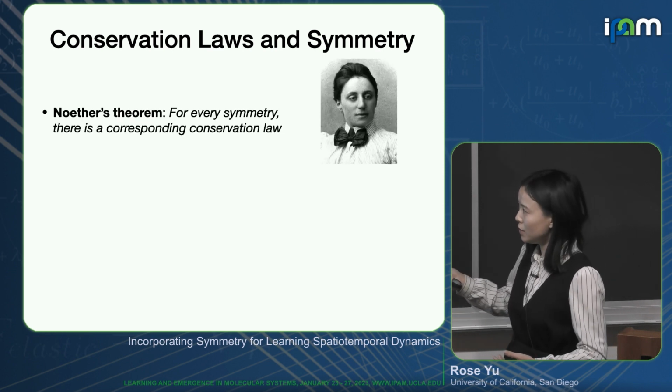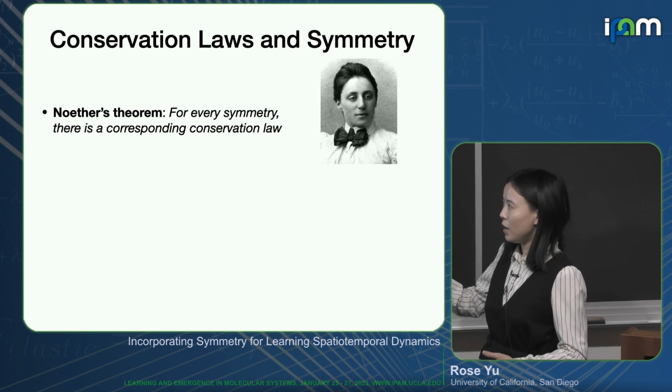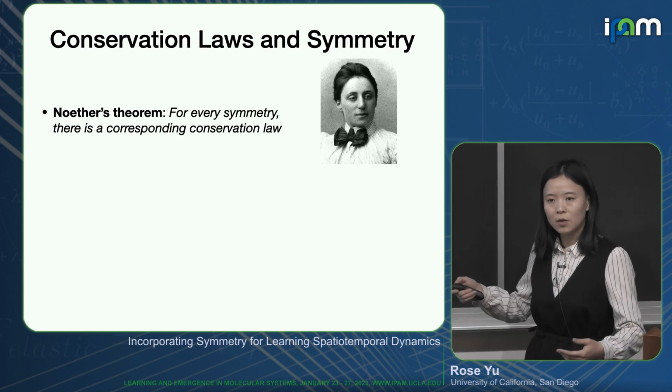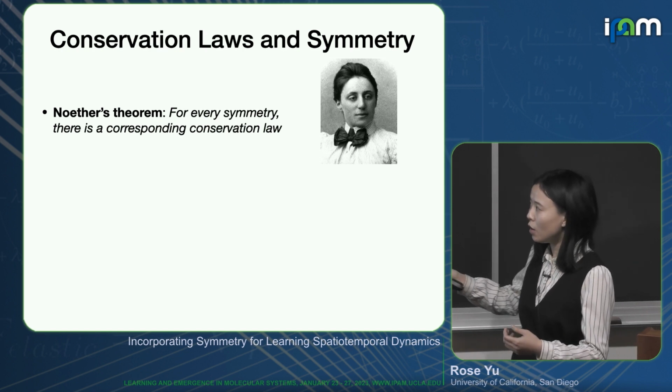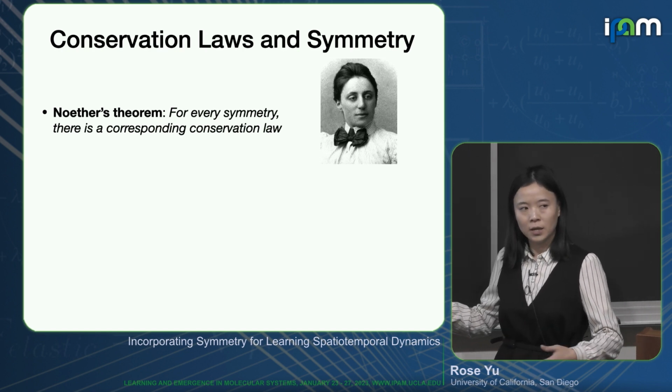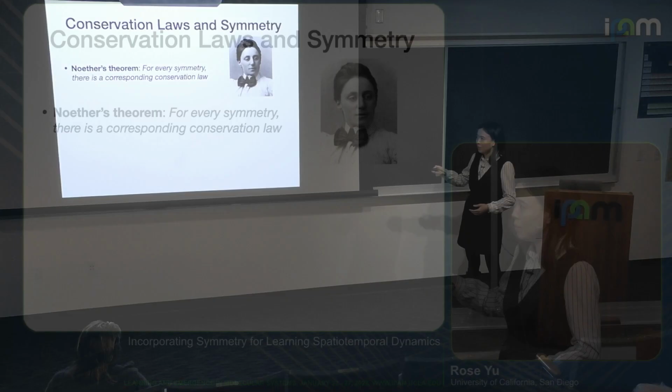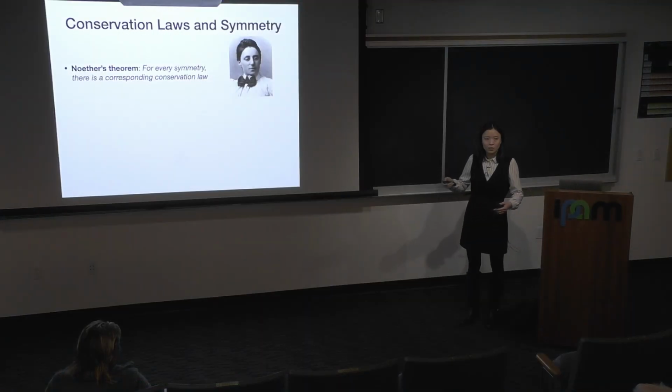Right? So Noether gives us this nice theorem. She said that for every symmetry, there is a corresponding conservation law, which said maybe if we wanted to inject the physical laws of conservation into deep networks for forecasting, then we can maybe consider this tool called symmetry.